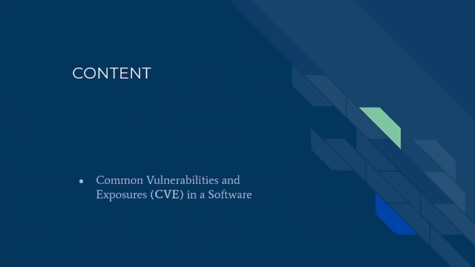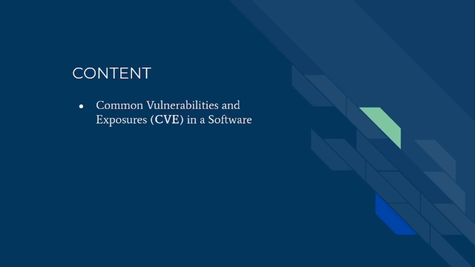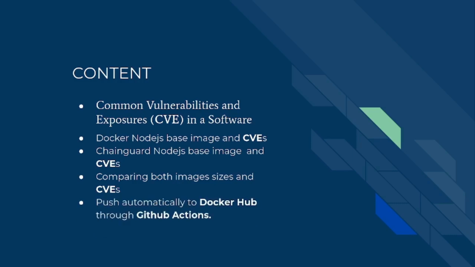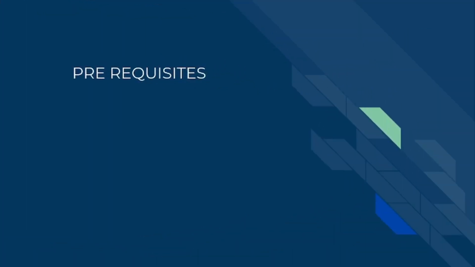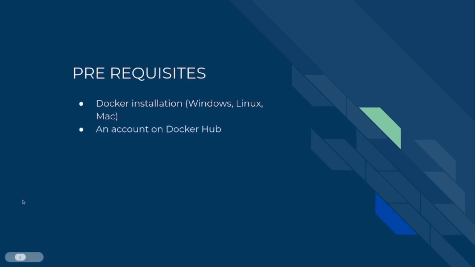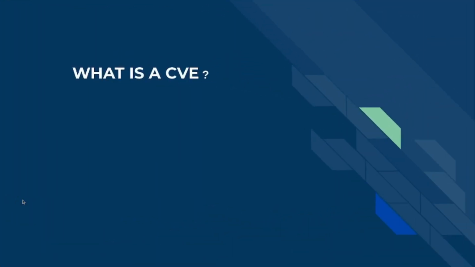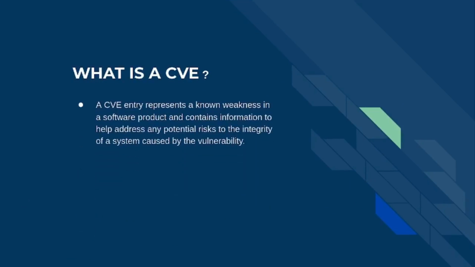So we're gonna see common vulnerabilities and exposures, CVEs, in software, the Node.js base image and its CVEs, the Chainguard Node.js base image and its CVEs, comparing both image sizes and CVEs, and pushing automatically to Docker Hub through GitHub Actions. Prerequisites: Docker installation, either Windows, Linux, or Mac, a Docker account, basic knowledge of Docker commands like docker build and docker run, and Git installation. What is a CVE?